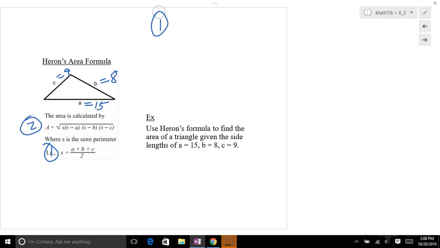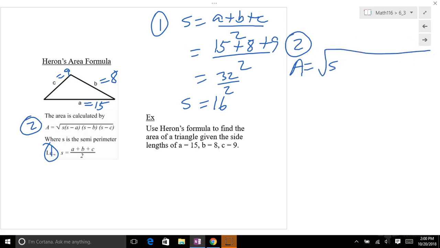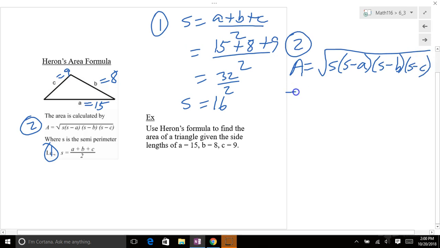So number 1, let's find the semi-perimeter, it's called. That's where you add up all the side lengths and divide it by 2. So we've got 15 plus 8 plus 9. We divide all that by 2. So what's that? 32 over 2. So we've got 16 for our semi-perimeter here. And then number 2, now we can find the area according to Heron's area formula. You take the S times S minus A times S minus B times S minus C. And you take the square root of all that.